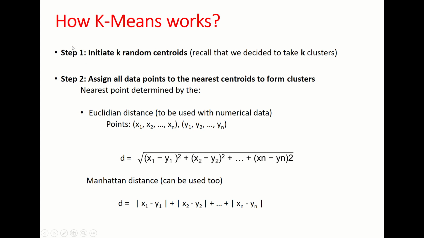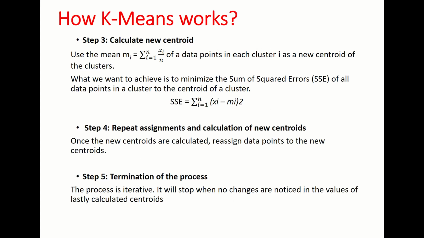So how this works basically: initialize the K random centroids, either by the elbow method, or you could just randomly choose. Initially you could just randomly choose any number of K, then assign the data points to the nearest cluster. You could use various distance measures, so Euclidean distance or Manhattan distance, whichever you want, you can choose it.